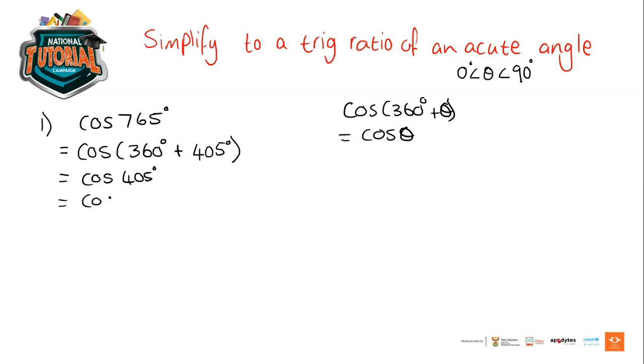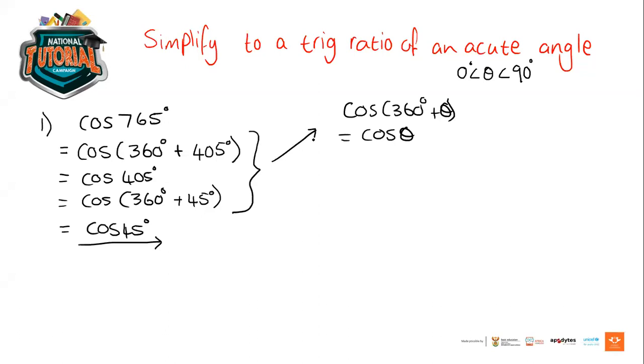But that's still greater than 360 degrees. So I can rewrite it as 360 degrees plus something again. And we can work out that 405 degrees is cos of 360 plus 45 degrees. And so once again, I can reduce this to cos of 45 degrees. And that is my final answer. I now have an acute angle. I didn't have to change it to negative or anything like that. And I have my answer. You really could have gone straight to the answer. There's no need to write all these steps, but these steps explain kind of where it comes from, this cos 360 plus idea.